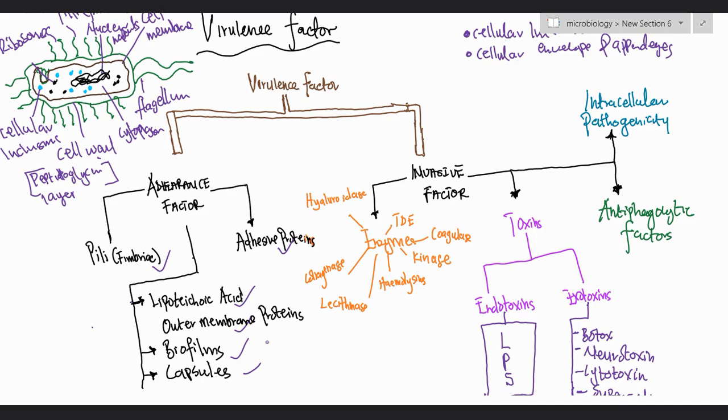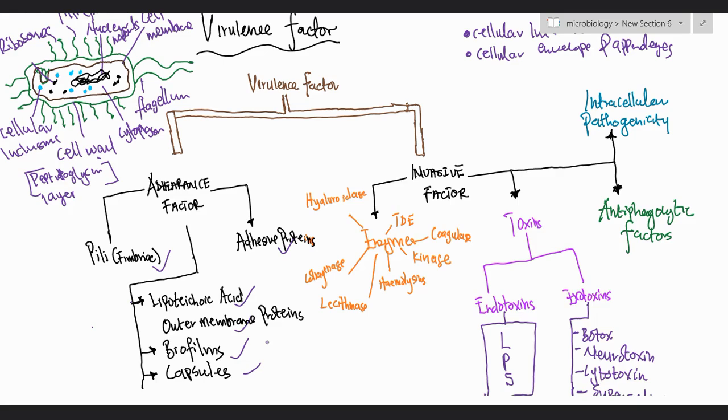And then we have the invasive factors. The invasive factors are substances that are produced by the bacteria, which allow it to thrive in the host cells. So under the invasive factor we have the enzymes. The bacteria produces enzymes. We have toxins. These are chemical substances that are secreted by the bacteria, intended to cause harm to the host cell. Then we have antiphagocytic factors and then intracellular pathogenicity.